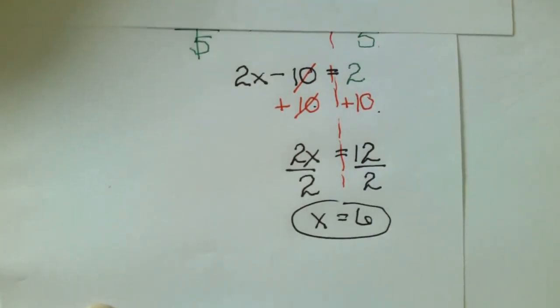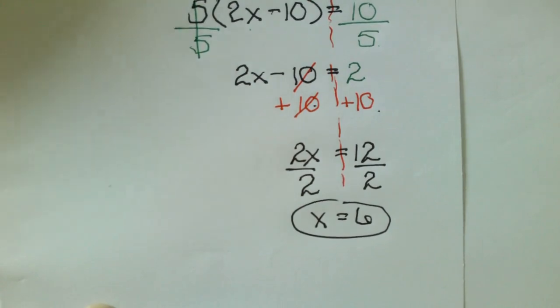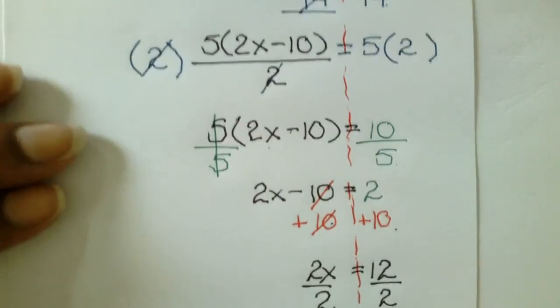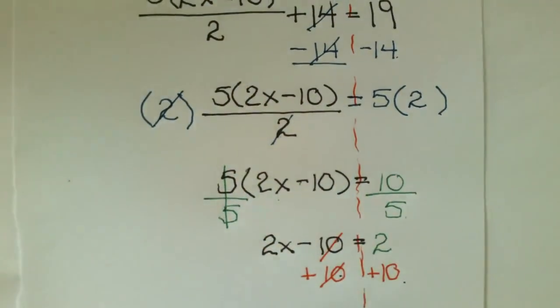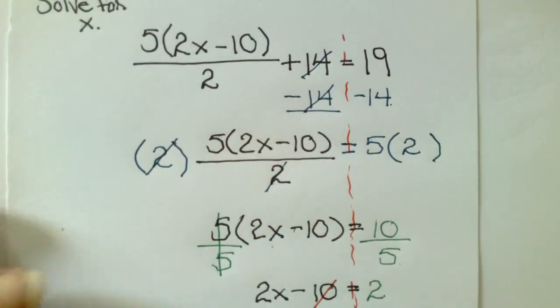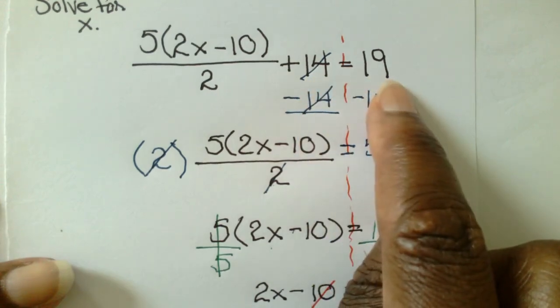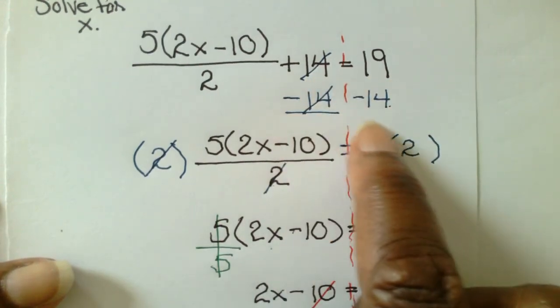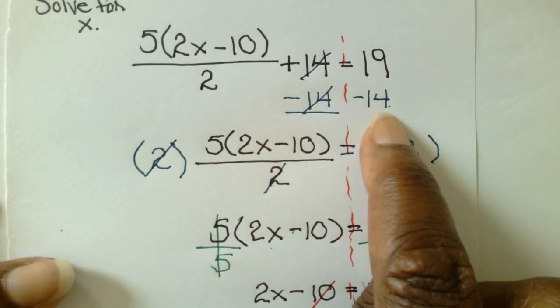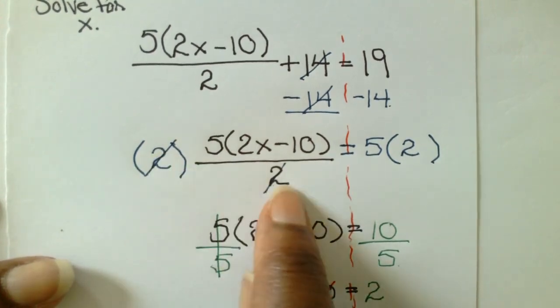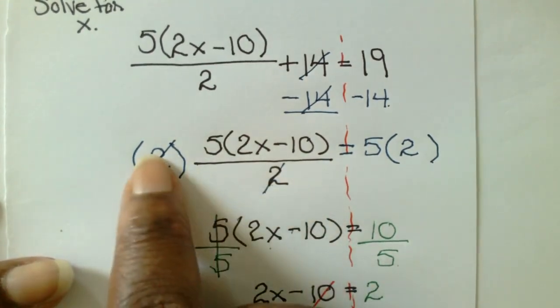Could you have done it with the distributive property? Yes, you could have done it with the distributive property. You still want to isolate it, so you still want to move the 14 over to the other side of the equal sign. You are going to be subtracting. But then, when you get here, get it out of the fraction form.